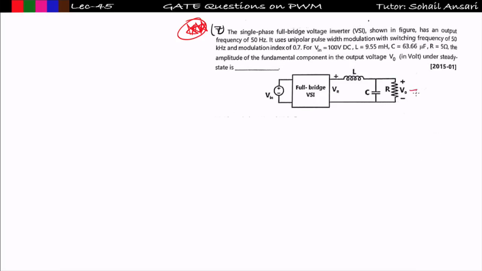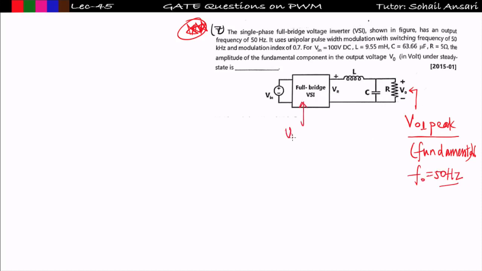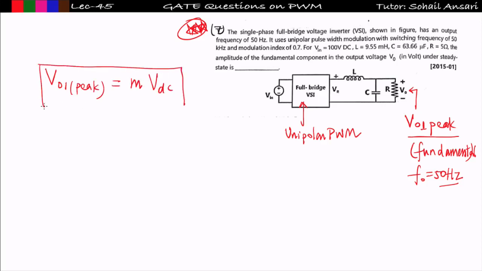It is asking for the output voltage V01 peak, and this is at the fundamental only, because we are talking about V01, which means the frequency will be equal to 50 hertz. So in order to find the output voltage V0, a full bridge VSI is connected and controlled by the unipolar PWM technique. I have already explained that whether it is unipolar or bipolar, the peak value of the fundamental output voltage depends on the modulation index multiplied by VDC. I told you this for bipolar as well as unipolar.